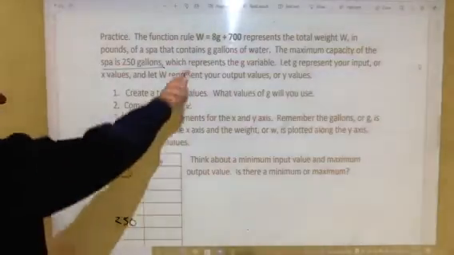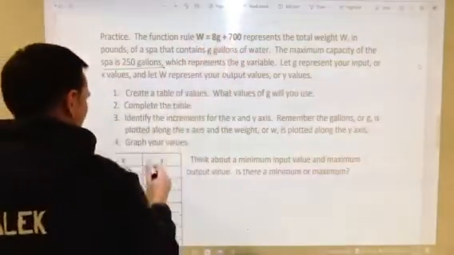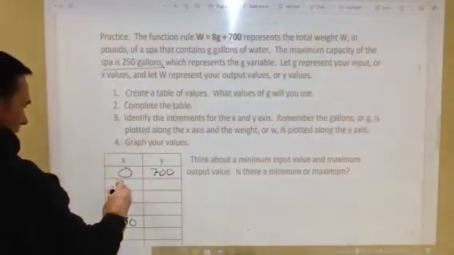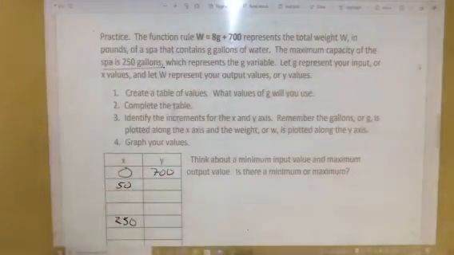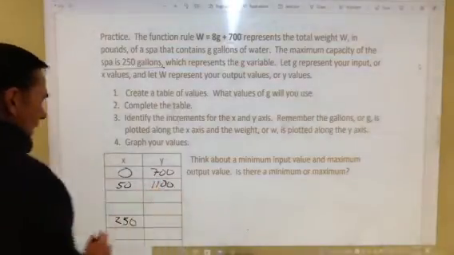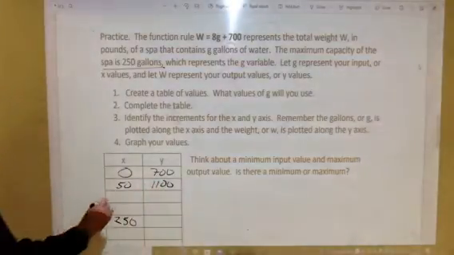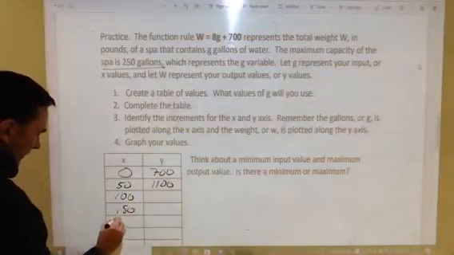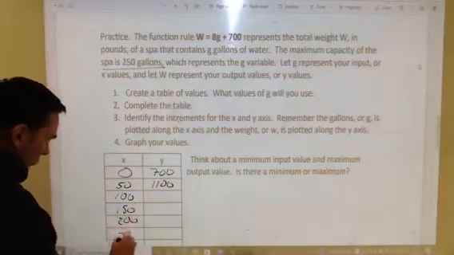If I plug 0 in, 8 times 0 plus 700 is 700 pounds. If I put 50 gallons of water in here, that's 400, that makes it 1,100. I'm going to go up by 50s here. You're going to see something. Say 100, 150, 200, and 250.